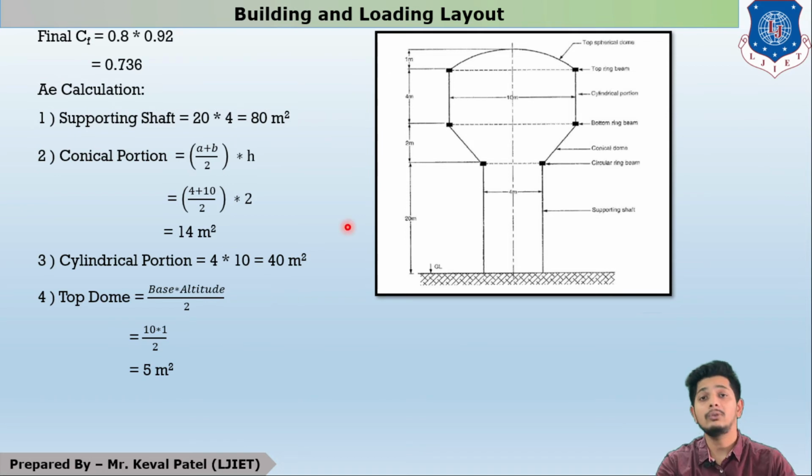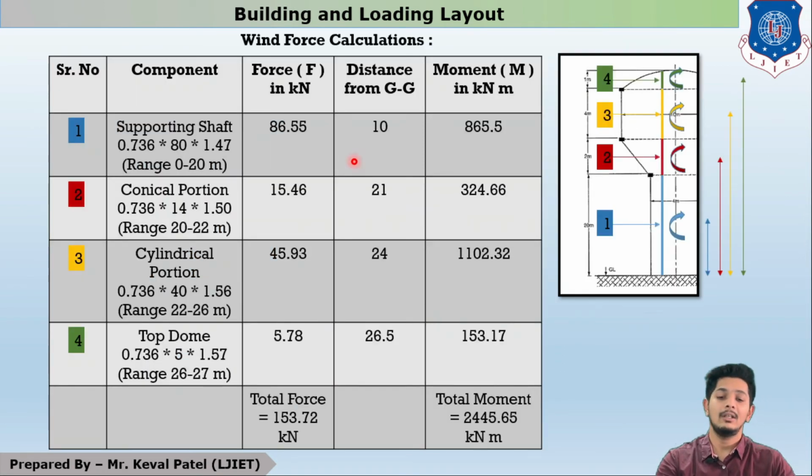Let us see how to calculate wind pressure, wind force and moment. So in this table, serial number, so 4 components are taken. Components: supporting shaft, conical portion, cylindrical portion, top dome. 4 things are taken, which is quite clear. Third column is for force in kilonewton, distance and moment. So for water tanks, these are the only things to be found out.